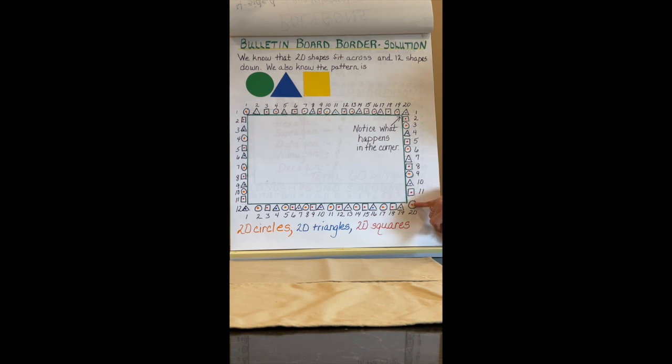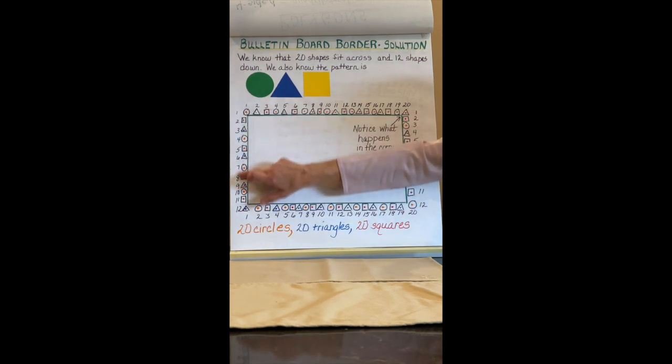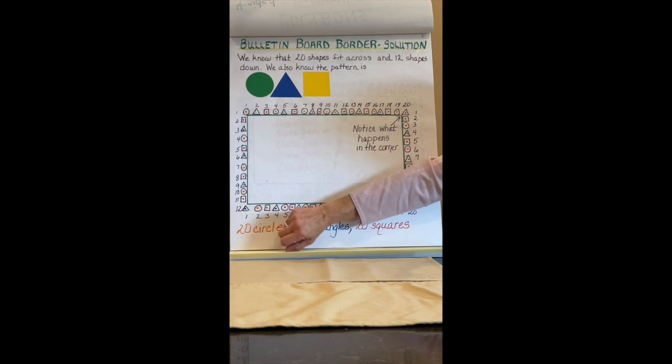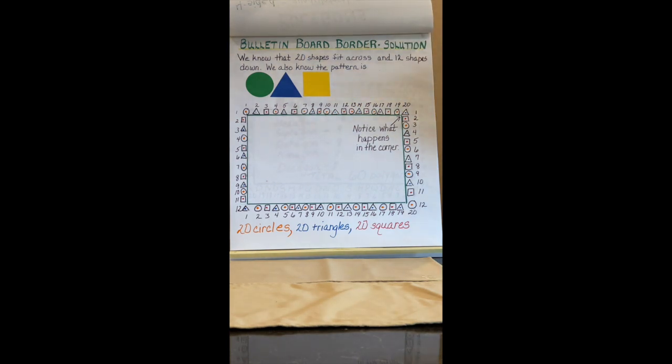Now, again, this is the 12th shape here on the side, but it is also the first shape along the bottom. So then I go circle, triangle, square, circle, triangle, square, continuing the pattern till I get to the 20 over here, which is a triangle. Again, that triangle is the last shape there on the bottom, but it's also a shape from along the side. So I get triangle, square, circle, all the way up.